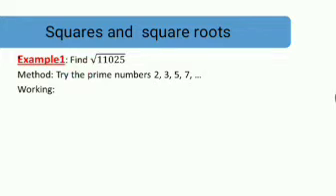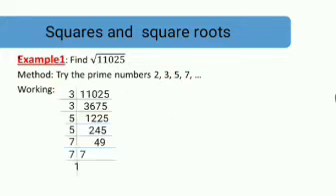For example, example 1, find the square root of 11,025. Now let's try to use prime numbers first. The prime numbers are 2, 3, 5, 7 and so on. Now the workings: you need to continue dividing this number by the prime numbers. The first prime number is 2. Because of this 5, 2 cannot go here, 3 can go. So 3 in 11, 3. Is that clear? So 3 times 3, 9, that is remainder 2.